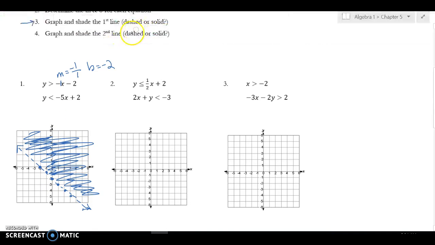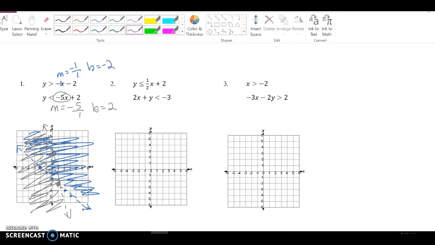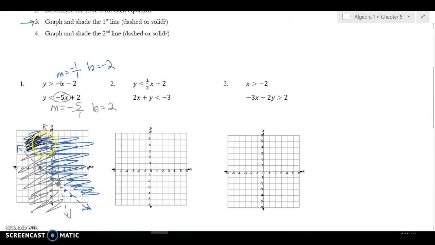All right, let's switch colors for the next one. For my second equation, my slope is negative 5 over 1, because it's right here attached to the x, and my b is 2. So I'm going to go up 2, then down 1, 2, 3, 4, 5 over 1. Now I'm going to try and draw a dotted line through there. And it says less than, so I'm going to shade down below. And your answer is where you shaded both. I'm going to shade that in black, because both answers are there. And so that is my solution region. It's where both shadings are.